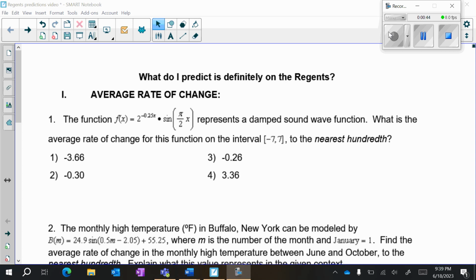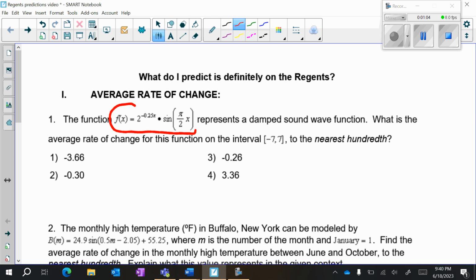So definitely on the Regents. The first thing is the average rate of change. They love asking about average rate of change. And lately what they're doing is giving you a function that may be kind of complicated looking, and they ask you to do the average rate of change over a given interval. So the first thing you need to be aware of is the equation they give you, f of x, or whatever it is called. You're going to want to put this in y equals, all right?